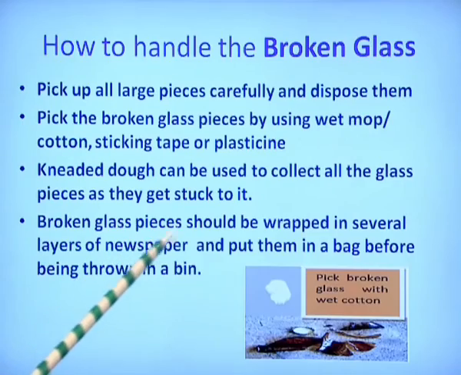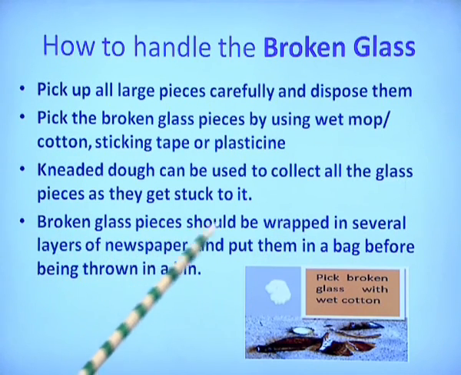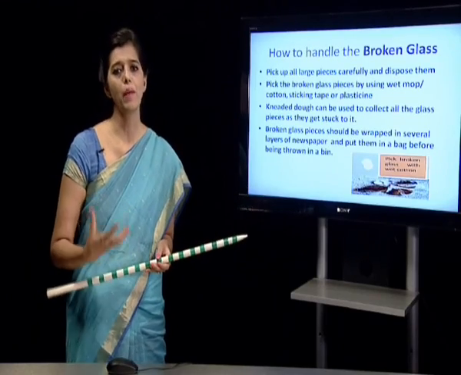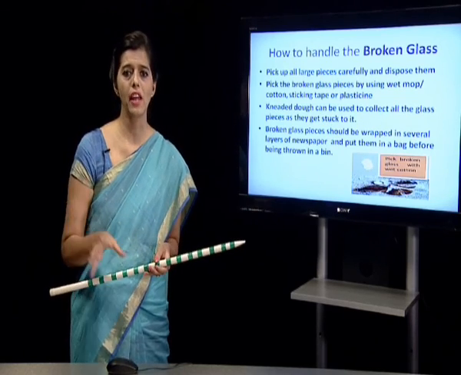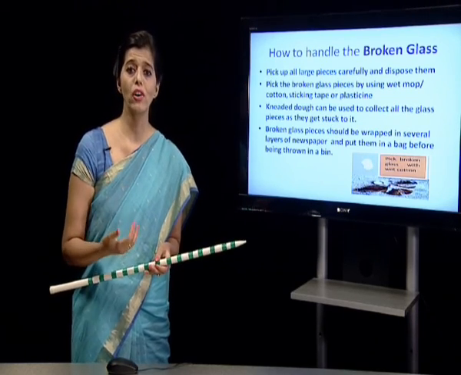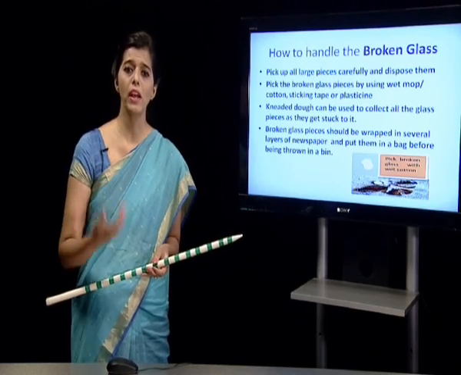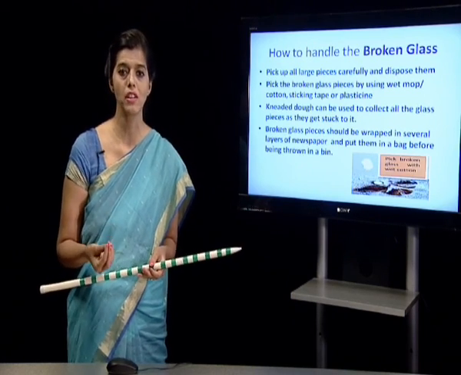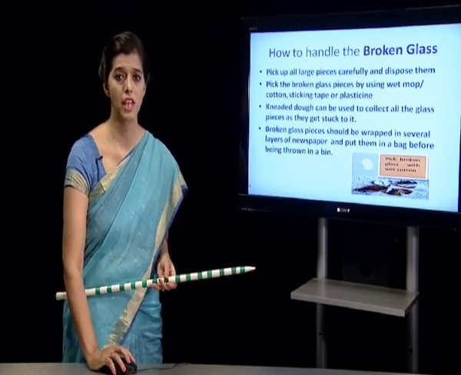Broken glass pieces should be wrapped in several layers of newspaper and put in a bag before being thrown in a bin. Because at times we have a habit of throwing a broken glass in the dustbin, or maybe outside directly on the road, which is very risky not only for our family members, but for outsiders, those who are traveling, or a maid who is coming and working in the house. So we really need to be cautious. Whatever has been broken, especially glass material, needs to be wrapped, covered and then thrown, so that it is safe for others too.